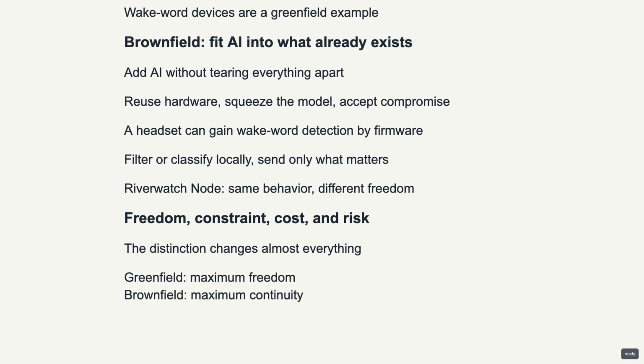Greenfield gives the team room to optimize the whole system at once. Brownfield gives the team a way to extend what already works without starting over.